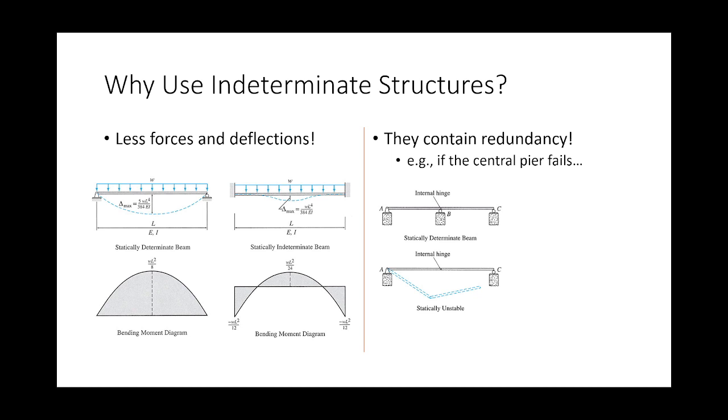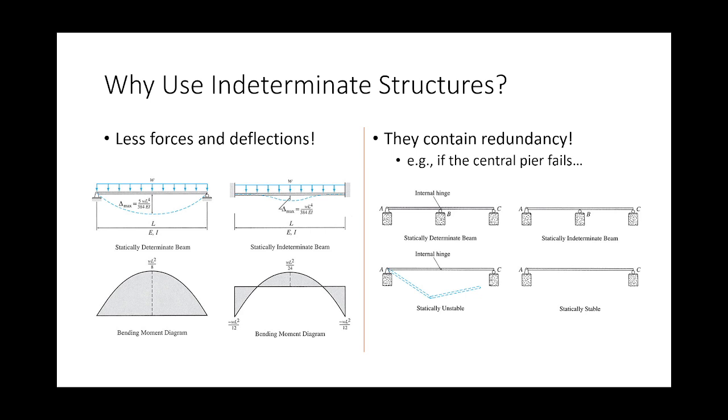We also add a degree of redundancy whenever we add indeterminacy. So if I have a 2-span bridge and I put a hinge in the middle, that makes it determinate. That makes us able to do the analysis. But if somebody knocks that pier out, that bridge is unstable and it's going in the river.